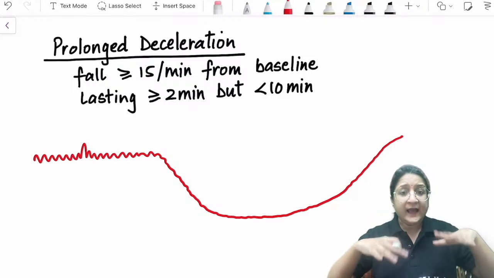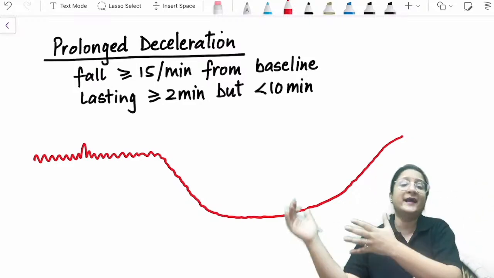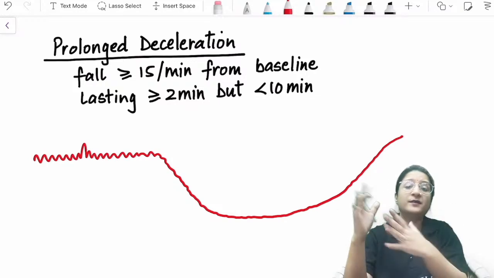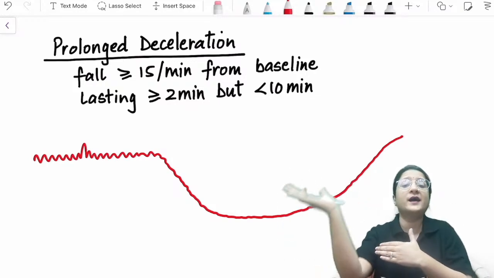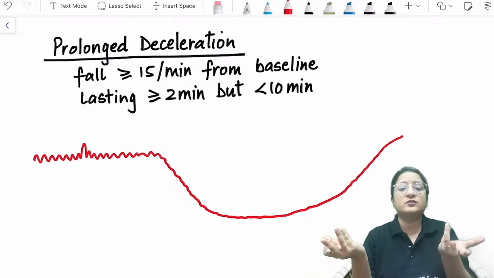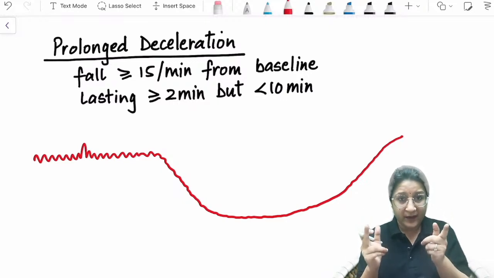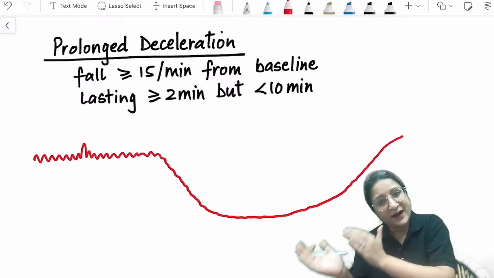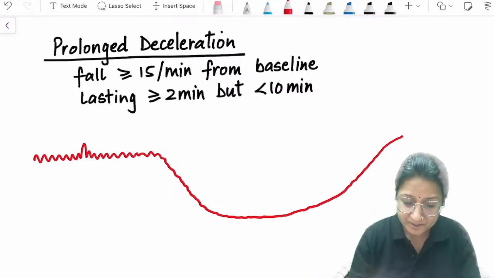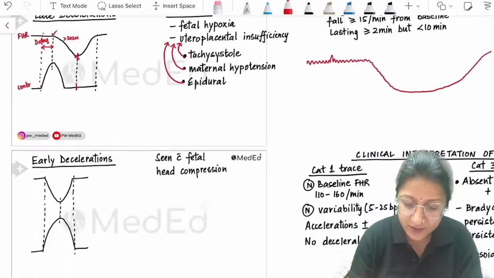If the deceleration goes beyond 10 minutes and the fetal heart rate is not picking up at all, then that's a baseline change. That means the baseline has changed, and there is bradycardia now. Keep that in mind. Deceleration means the fetal heart rate would drop and then also return to baseline. All right, so remember these important pointers regarding late decelerations.